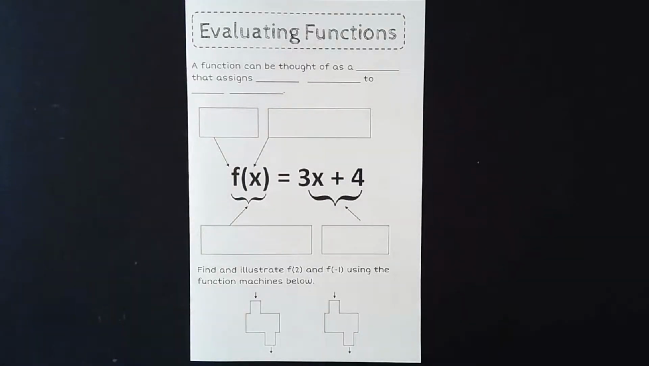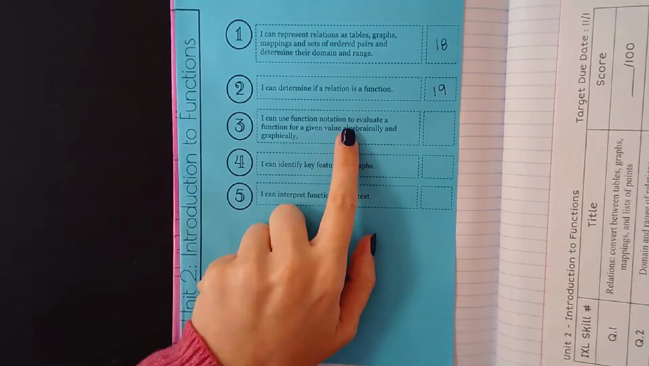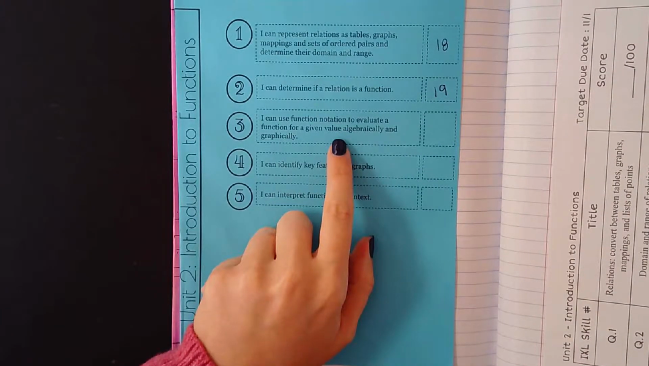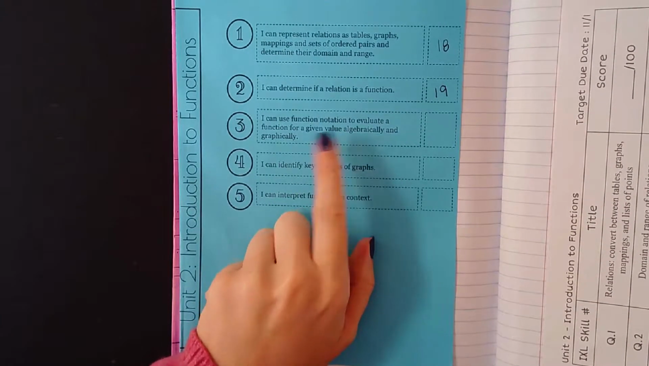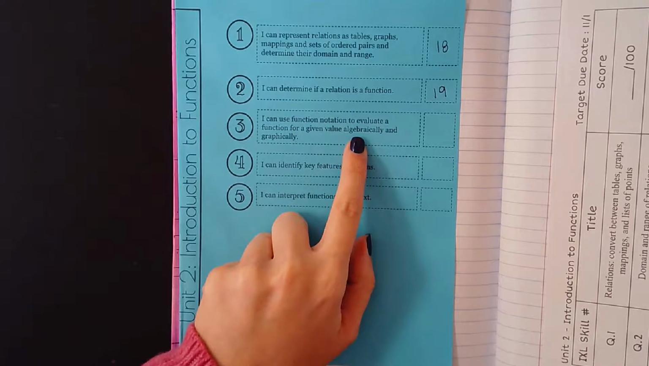The notes in this video are for Learning Target 3 in this unit. Learning Target 3 says I can use function notation to evaluate a function for a given value algebraically and graphically. In this video, we're going to be evaluating functions algebraically.